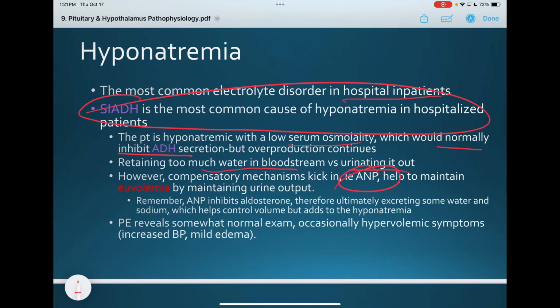First one, ANP. Where does ANP come from? Under what reason does it come out? High volume. What does high volume cause to the atria? Stretch. And when they stretch, that's when they release the hormone, because that means there's too much volume in the system. The atria should not stretch. That means there's too much volume, so we release atrial natriuretic peptide to help maintain our euvolemia by maintaining urine output. Okay? Remember, it's natriuresis. So what solute is being moved? Sodium. Wherever sodium goes, water goes with it.